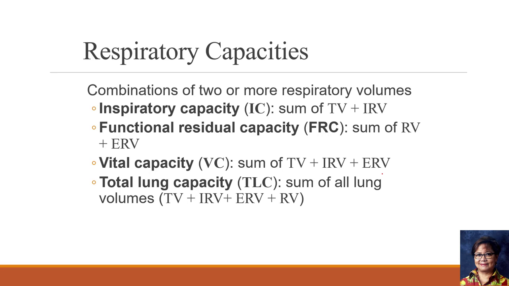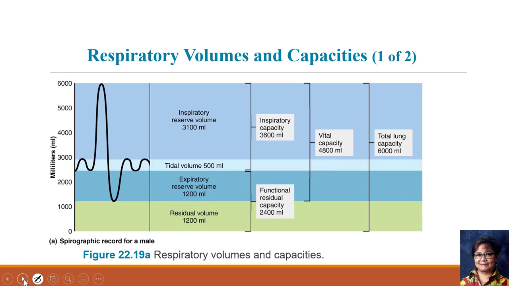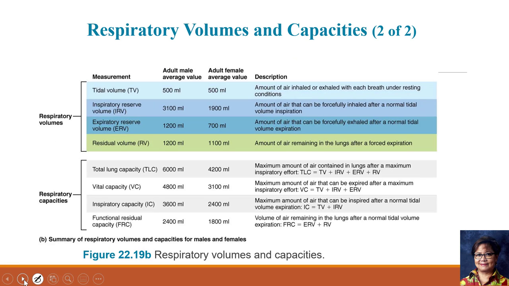And the total lung capacity is the sum of all. Remember, your vital capacity doesn't include the residual volume, because that's the capacity of your lungs in your daily movement. But when you include the residual volume, then you are talking about the total lung capacity. It's a sum of all the lung volumes. So take a look at this whenever you have the chance.